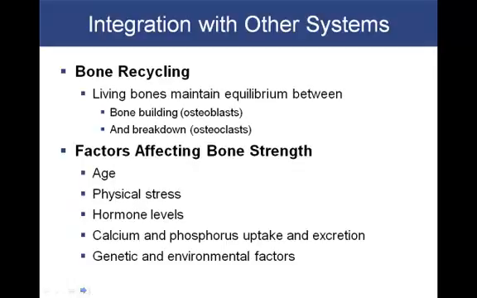Remember that bone is constantly being remodeled and recycled. Living bone is broken down and new bone is being produced. And we talked about the osteoblast and osteoclast activity last module. Other factors that affect bone strength include physical stress and certain hormone levels. Again, we're talking about the antagonistic relationship between parathyroid hormone and calcitonin.